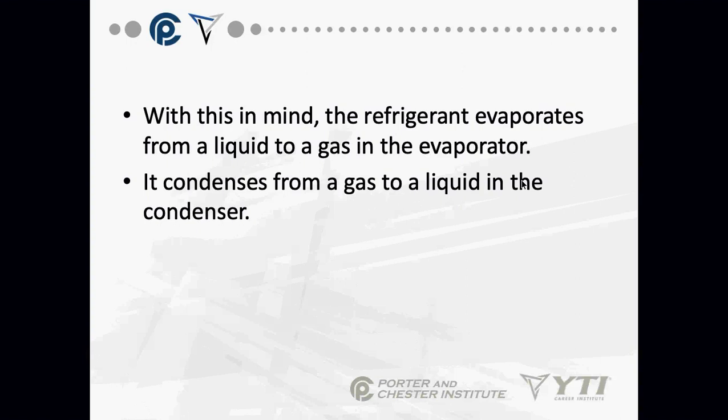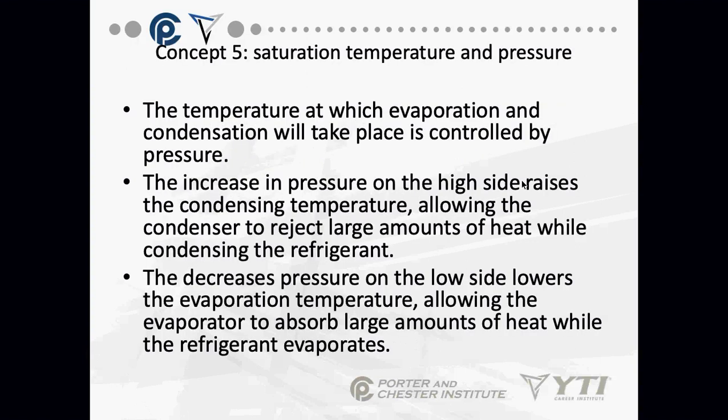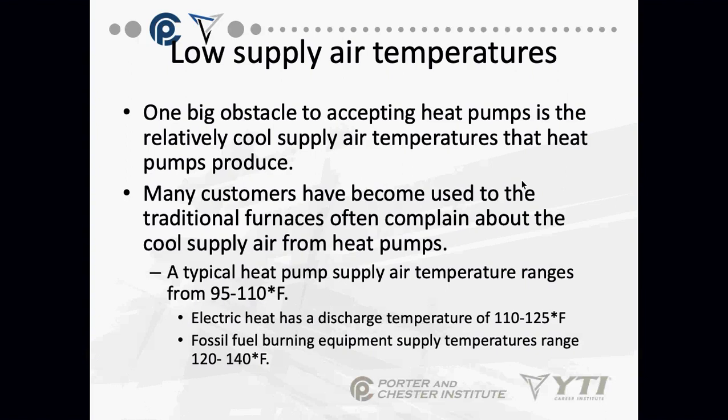Okay, so the refrigerant evaporates from a liquid to a gas in the evaporator, and it condenses from a gas to a liquid in the condenser. By now, everyone should know this. The temperature at which evaporation and condensation takes place is controlled by pressure. That's the only reason I care about pressures, is it tells me the temperatures of evaporation and condensation. The increase in pressure on the high side raises the condensing temperature, allowing the condenser to reject large amounts of heat while condensing the refrigerant. The decrease in pressure on the low side lowers the evaporation temperature, allowing the evaporator to absorb large amounts of heat.